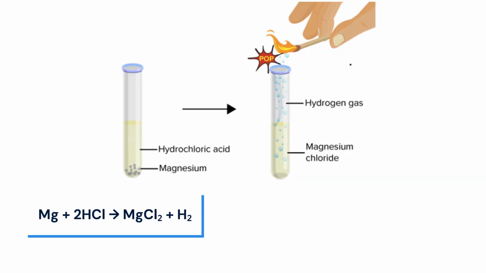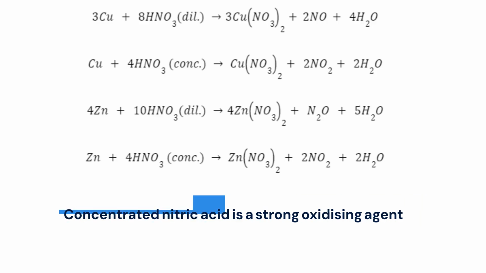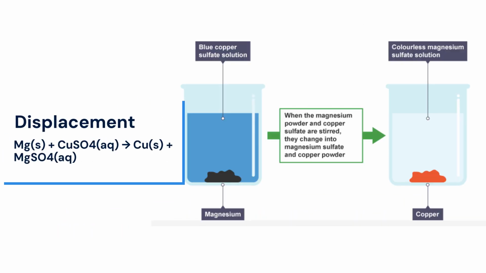Metals also react with dilute acids such as hydrochloric acid or sulfuric acid to form a salt and release hydrogen gas, although nitric acid often does not release hydrogen because it is a strong oxidizing acid that produces nitrogen oxides instead. Another important property of metals is displacement.